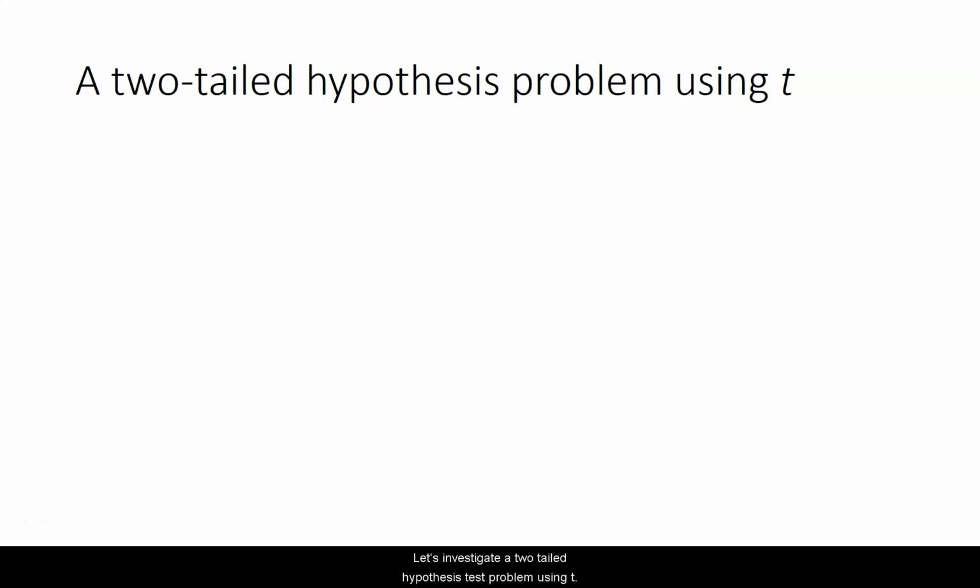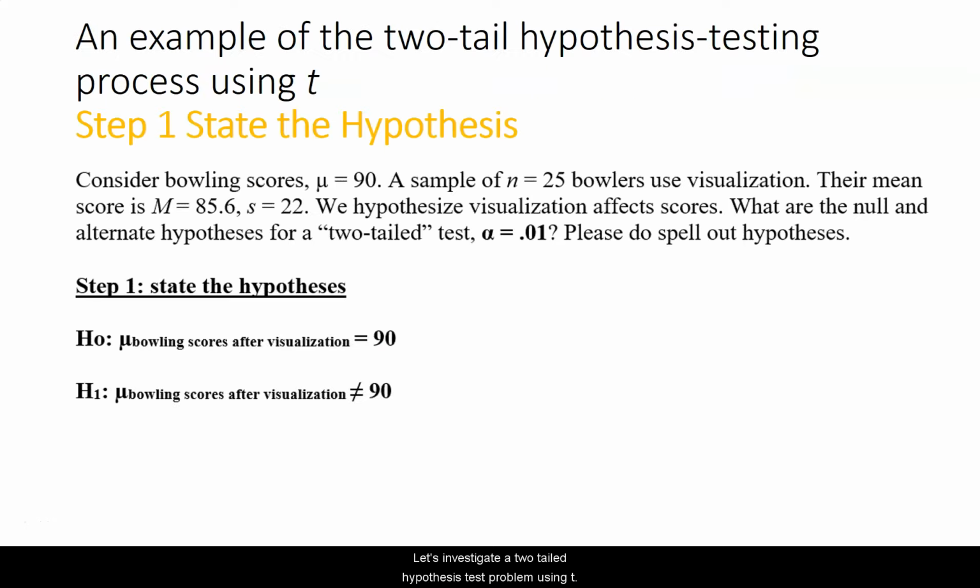Let's investigate a two-tailed hypothesis test problem using t. Consider bowling scores, and I know you guys are avid bowlers, so that's why I did this. A sample of 25 bowlers use visualization. Their mean score is 85.6 with a standard deviation of 22. We hypothesize that visualization affects scores.